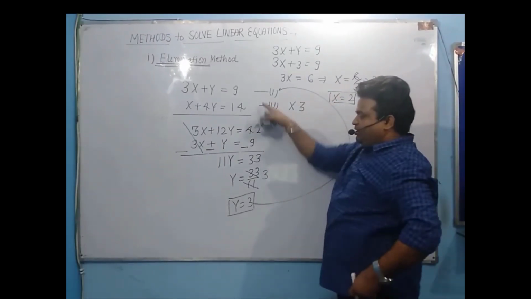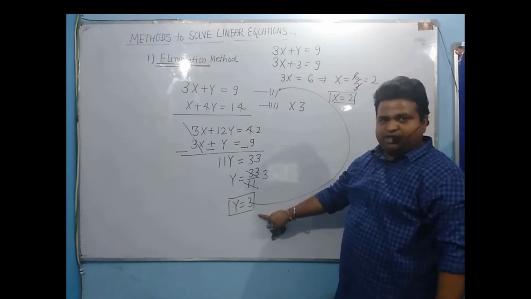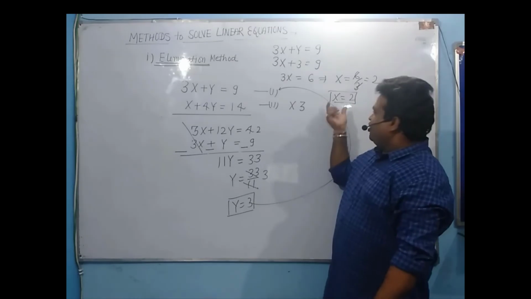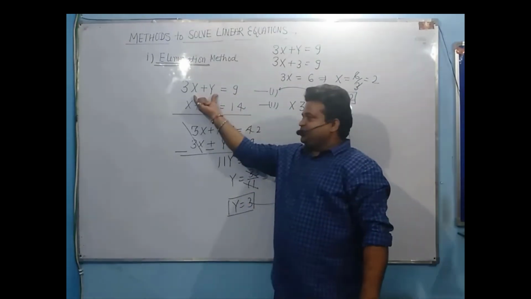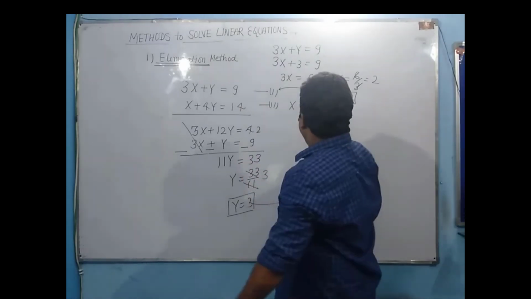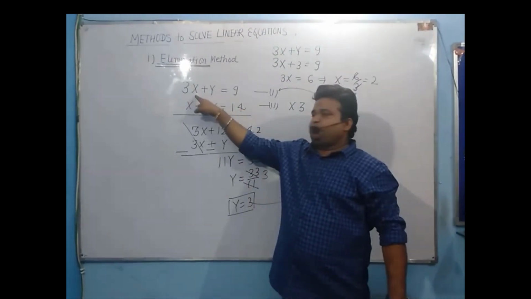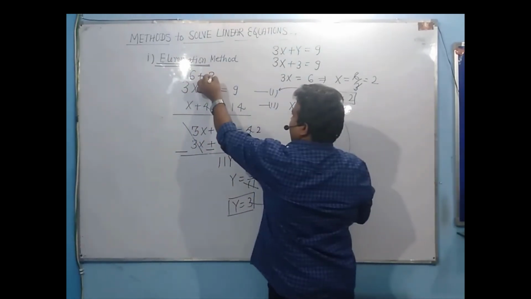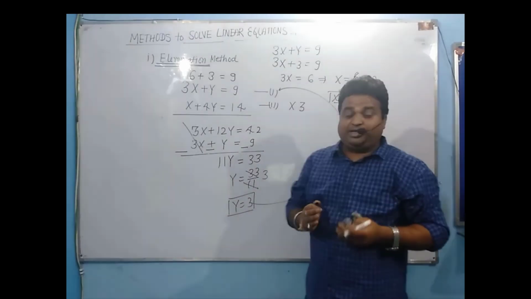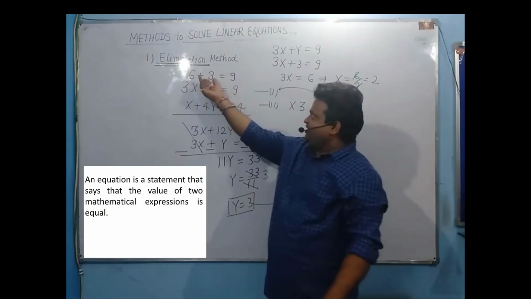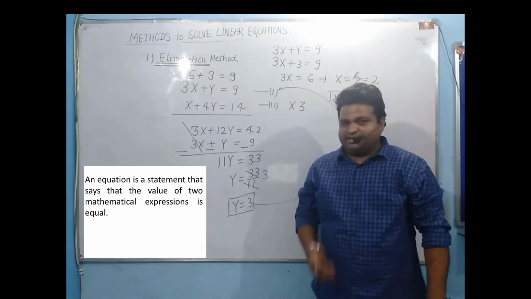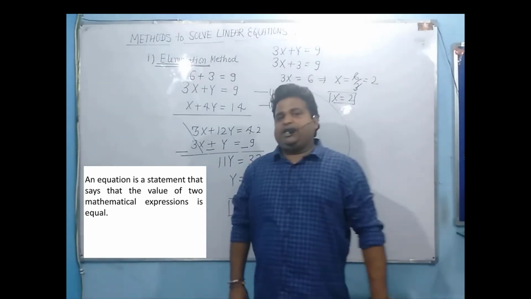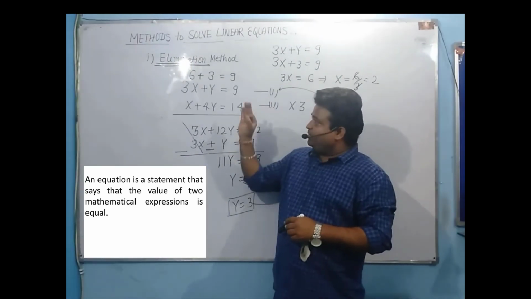So my x value is 2, y value is 3. How do you check whether my answer is correct or not? You simply put the value of x and the value of y in the equation, and you will get 9. So if I am putting this 2 into this equation, 3 into 2 comes 6 plus this y, 3, is equal to 9. Left hand side is equal to right hand side. This is the beauty of the equation. That is how you solve linear equations using the elimination method.